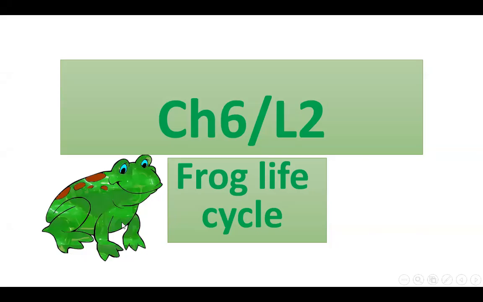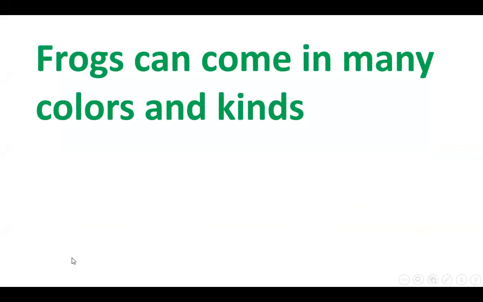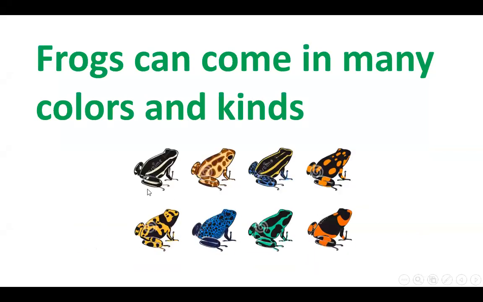Okay, frog life cycle. This animal is a frog. Frogs can come in many colors and kinds. Do you see the colors here? It has many colors, not only one color. It's black, brown, blue, many colors.